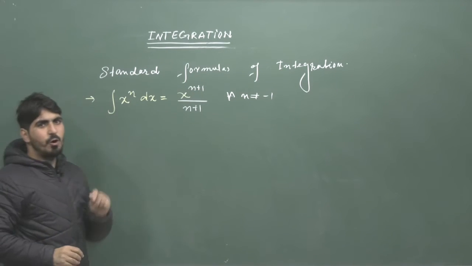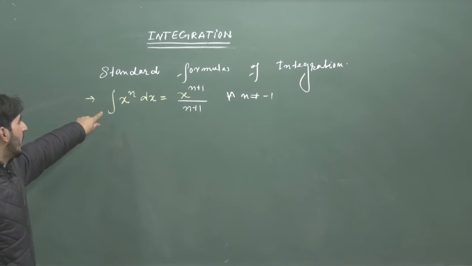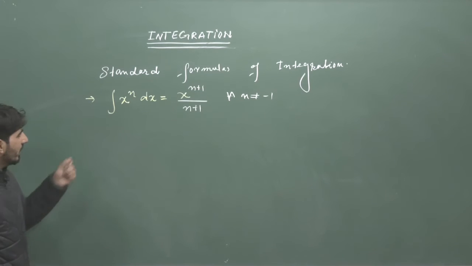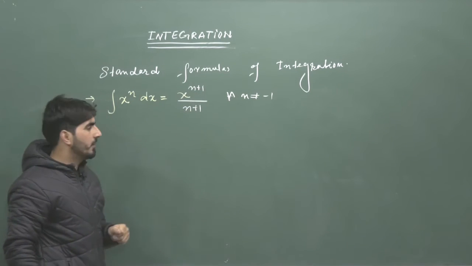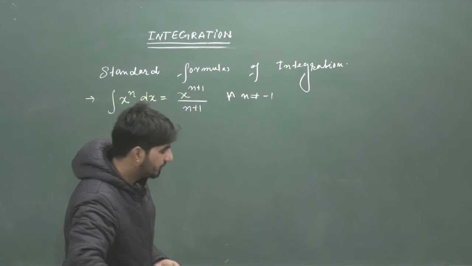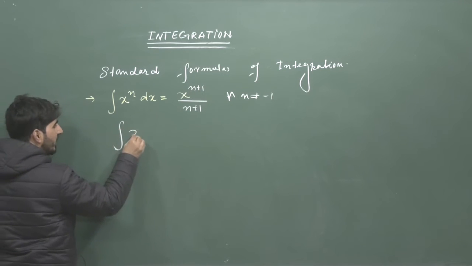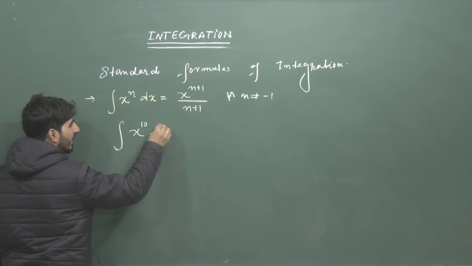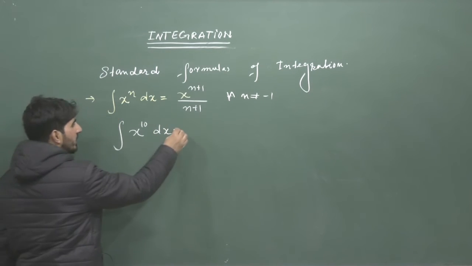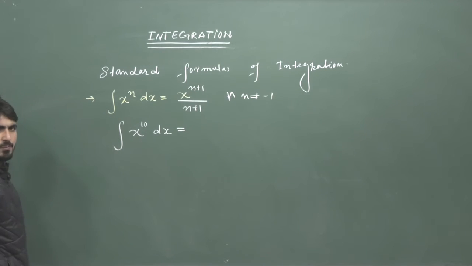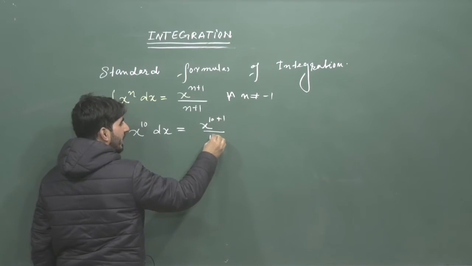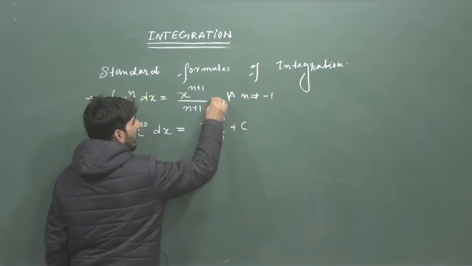So this is the first basic formula of integration, that is integration of x raised to power n, where n may be any number, is equal to x raised to power n plus 1 divided by n plus 1. For example, if you have to integrate x raised to power say 10 dx, you have to apply this formula here. The formula says integration of x raised to power n dx is x raised to power 10 plus 1 divided by 10 plus 1 plus integral constant c.